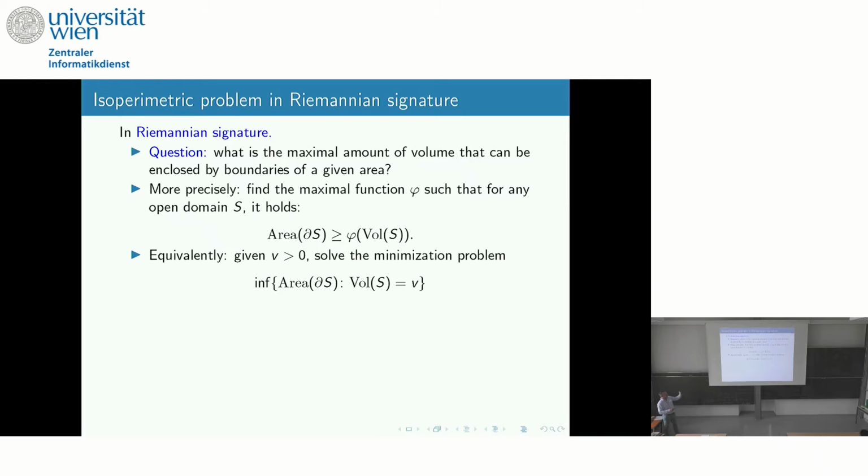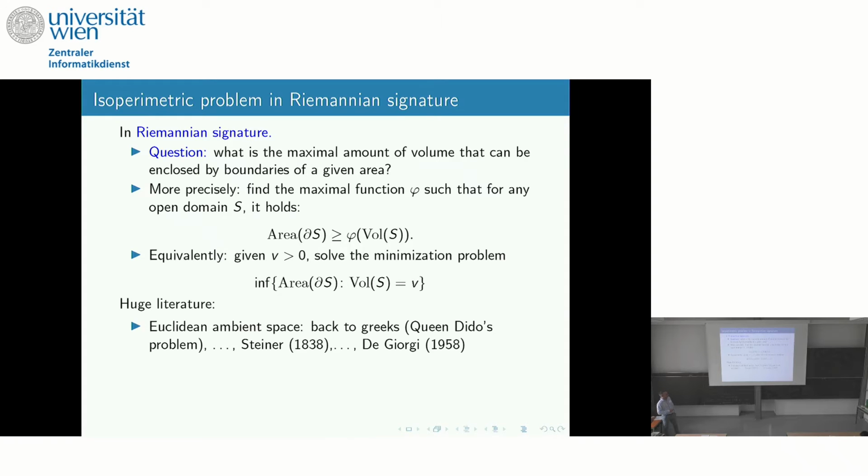Or equivalently, instead of maximizing the enclosed volume, the dual problem is to minimize the boundary area. That amounts to saying that, given some volume V, you solve the minimization problem: you want to minimize the area of boundaries which enclose the volume V.